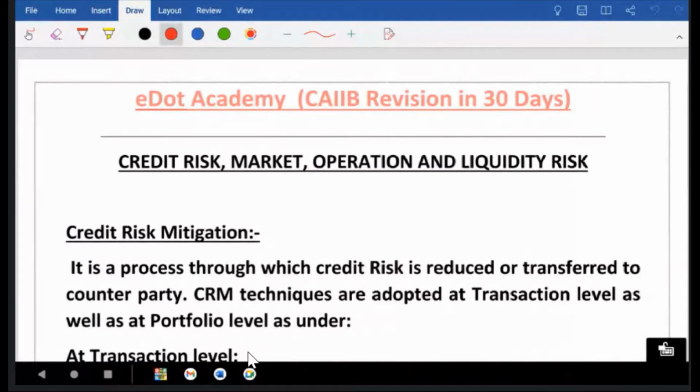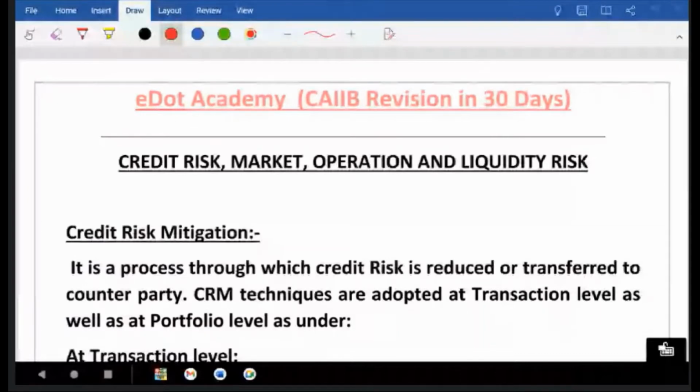So today we are going to cover credit risk, market risk, operation risk, liquidity risk. These are the part of your module B, and in this we'll be covering the chapters 11th, 12th, 13th, 14th and 15th.